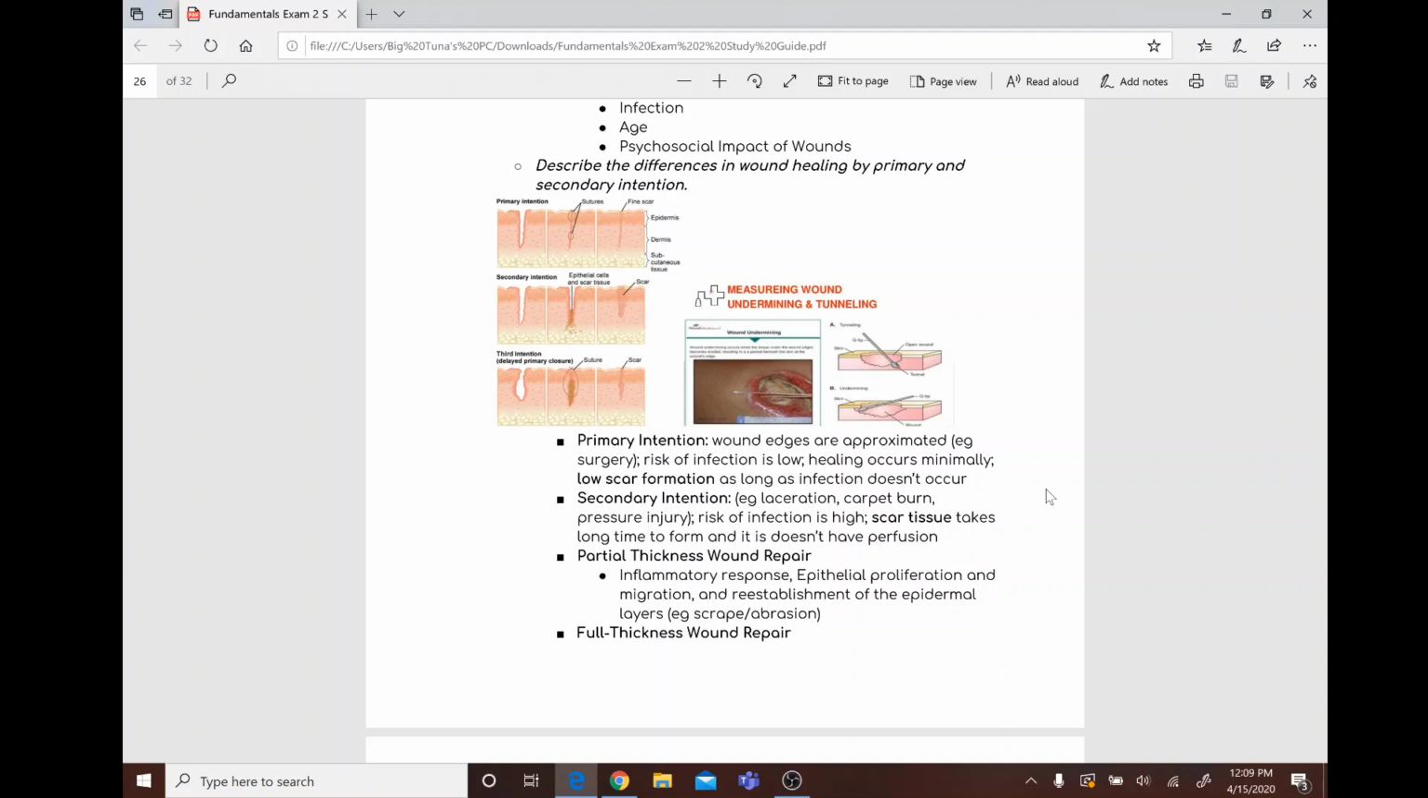Tell me about secondary intention wound healing. Like a laceration, carpet burn, or pressure injury, risk for infection is high. Scar tissue takes a long time to form. It doesn't have perfusion.